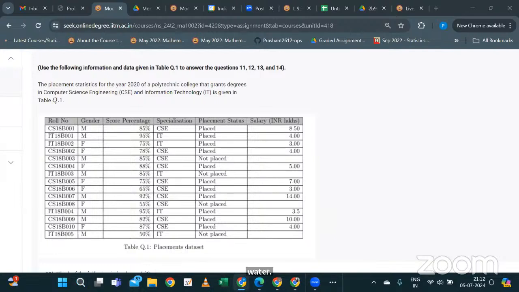Very low package. Not plus are from IIT Bombay.